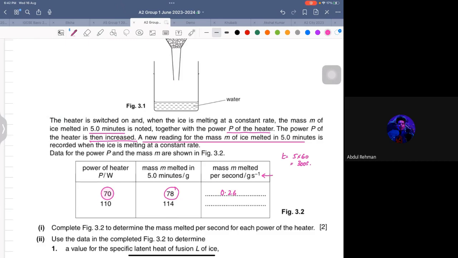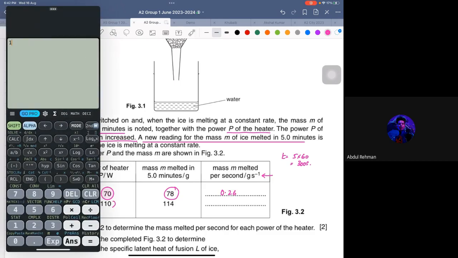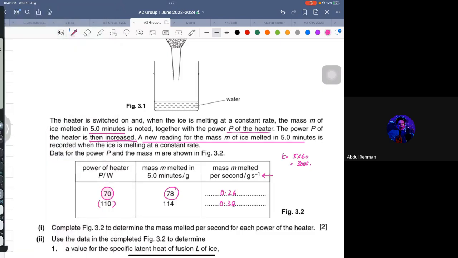Okay. Now, same thing you're going to do for the other one. So at this power, we have this much grams. So we're going to do 114 divided by 300. So it's going to be 0.38 grams per second melting. So we got this done, right? So remember, what they've given is mass melted per unit time.